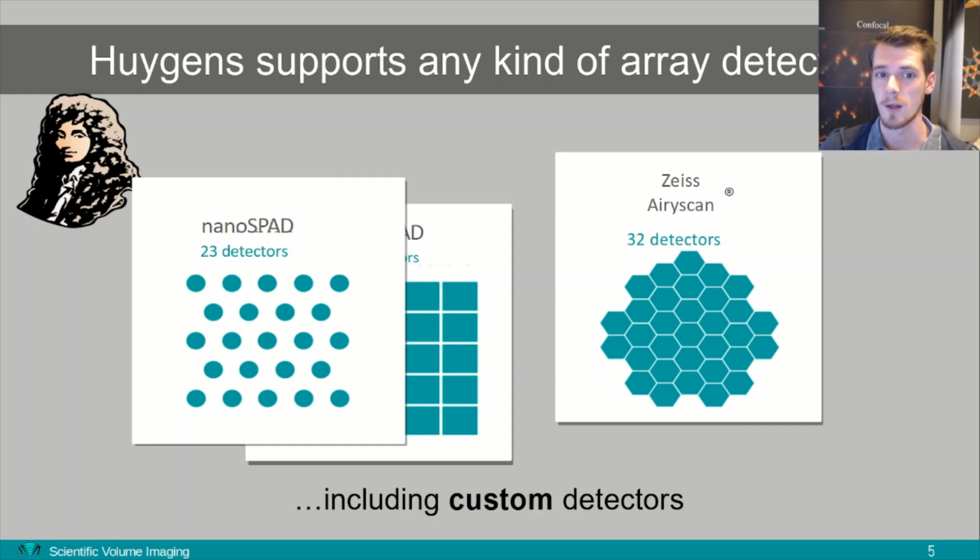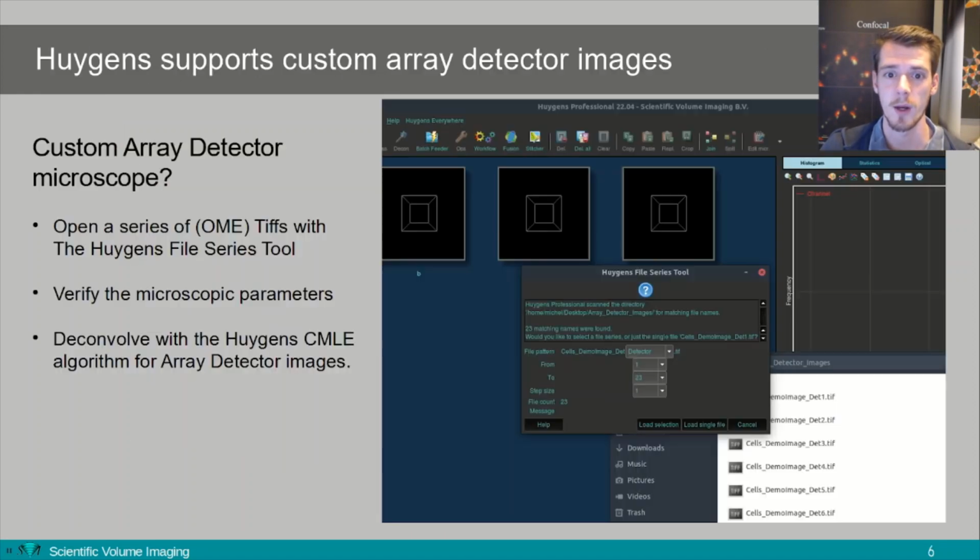If you have a custom setup, for example, that acquires 23 detector images in a nanospot array configuration, you can use the file series tool to open them as a single Huygens array detector image, and after validating the microscopic parameters and correctly setting the detector spacing in the array detector parameters window, you can use Huygens' array detector deconvolution options even for your images.